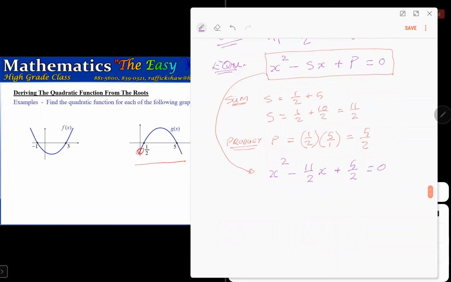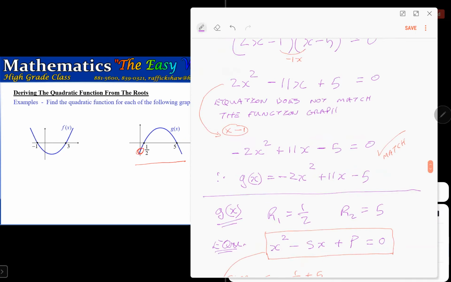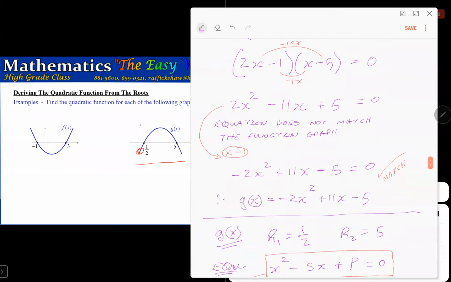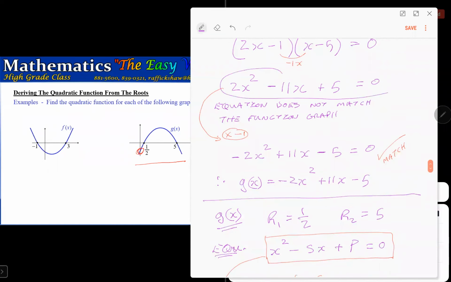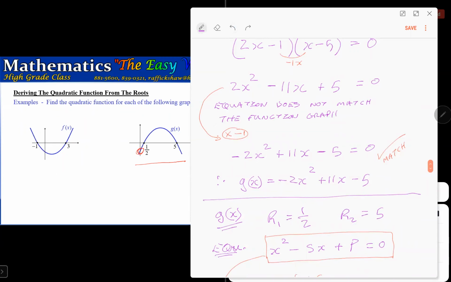All I need to do now is multiply this equation by 2 to get rid of those halves, the fractions there. I multiply the equation by 2 right there, and it becomes x squared minus 11x plus 5 equals 0. So that's the equation that I got in the first place up here. Remember, where was it? It's here. Same equation that I got right here, 2x squared minus 11x plus 5. So we get the same equation.